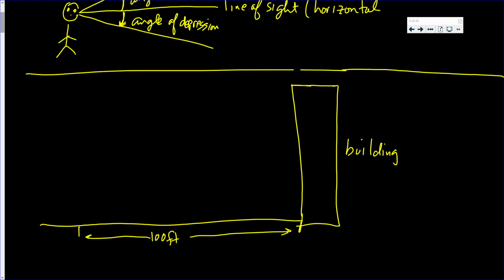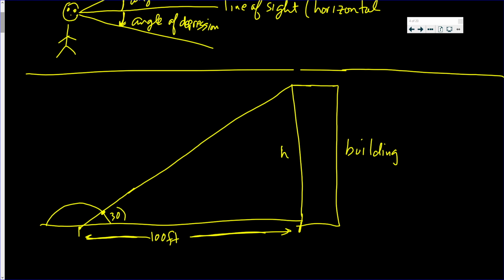Or on the ground, nice and relaxed, you measure off 100 feet. And then you take your protractor and you aim a beam of light, a flashlight, right up to the top. And you say, oh, protractor says 30 degrees. You can find the height of this building.